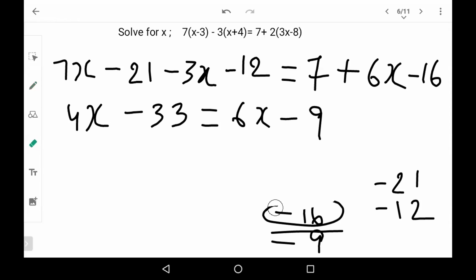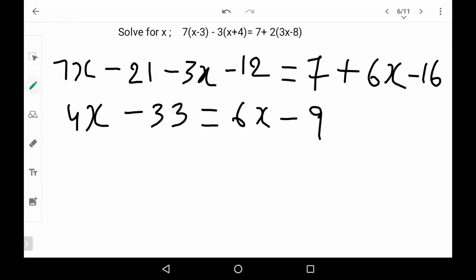Okay. Now going on further, next step. Now I can take 4x to the other side, or I can take 6x to the other side. Any one thing I can do. Okay. Let's do one thing. Let's take 6x to the other side. If 6x comes to the other side, it is going to become minus 6x. Correct? Minus 6x is equal to 33.